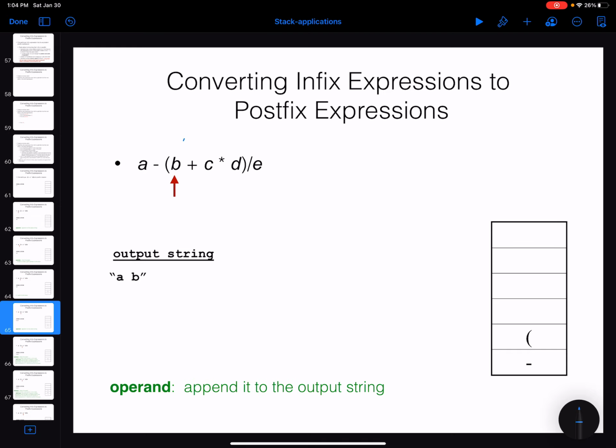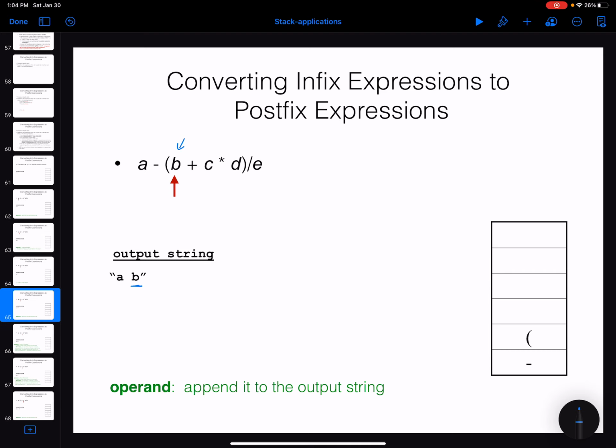The next token that you will see is going to be an operand, right? What was the action for an operand? You would just write it in the output string, right? So B will be concatenated to the output string. The next token that you will see is going to be an operator.